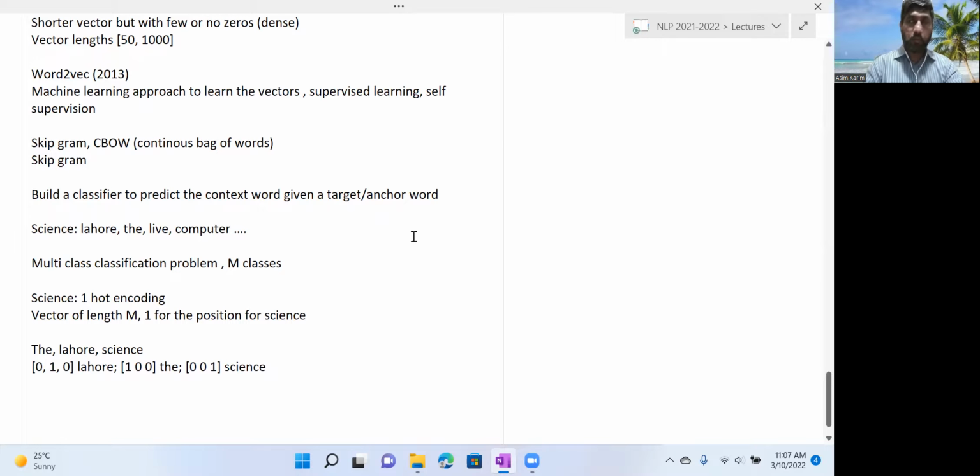So the next thing is we need to create a training data set. So how do you create the training data set? Remember, we have to have an input word, which is the anchor word, and then the output word would be a context word to that anchor word. So we'll build this training data set from running text.